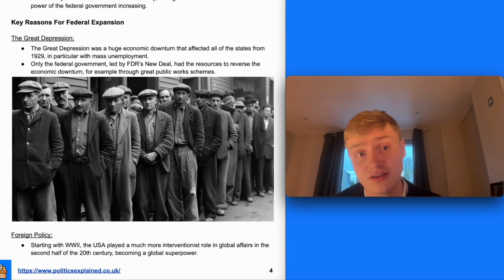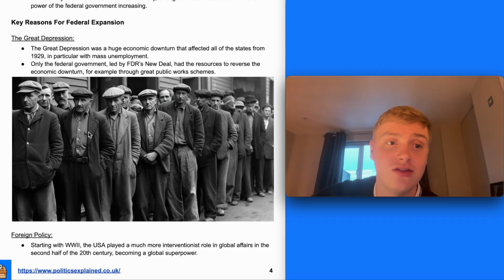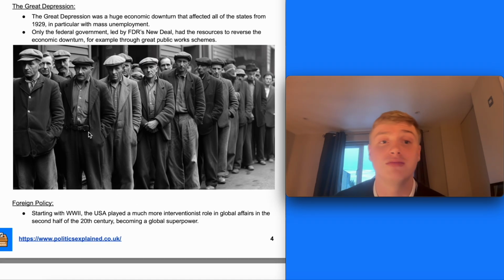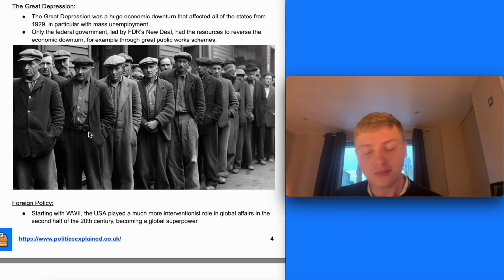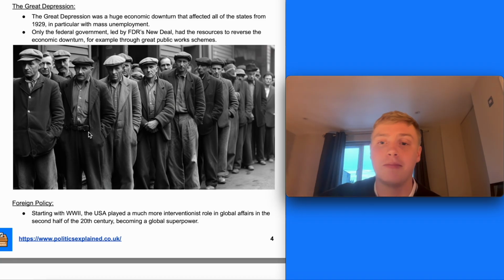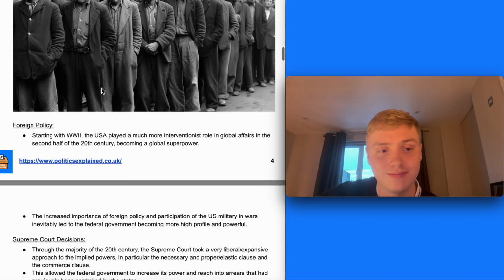And there are a number of reasons for this federal expansion. So the Great Depression, a huge economic downturn that affected all of the states from 1929, in particular with mass unemployment, as you can see here. Only the federal government, in reality, led by FDR's New Deal, had the resources to reverse the economic downturn, for example, through great public works schemes. So you saw the federal government's role in local business and local economies expanding because of the real need to tackle such a massive economic downturn and its consequences in terms of unemployment.